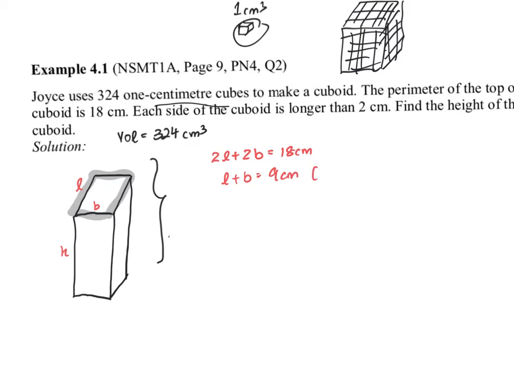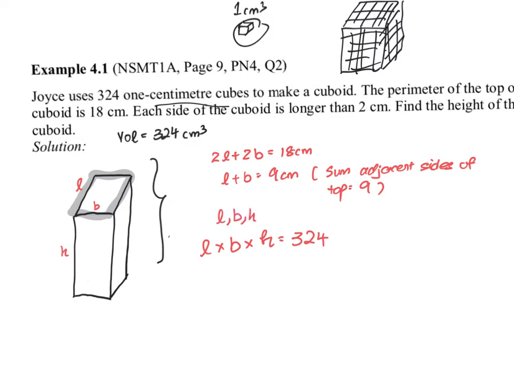Basically the sum of the adjacent sides of the top is equal to 9. And we know that the volume, which is length times breadth times height, is equal to 324. We also know that the length, breadth and height are all more than 2 cm. So how do we do that? The way to do this is by observing.